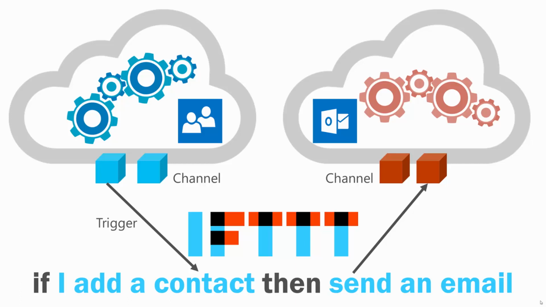So the if side of the statement is watching for a trigger. If that trigger occurs, we then do something. We send an email. That do is an action. The whole thing put together, if I add a contact, then send email, is called a recipe by IFT. And within the recipe, we'll also see ingredients when we dive down a little bit deeper. So these are the terms you need to know in order to successfully start using if this, then that.